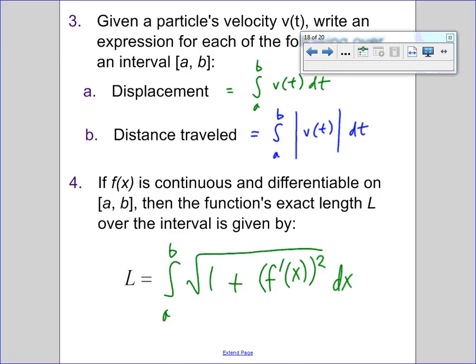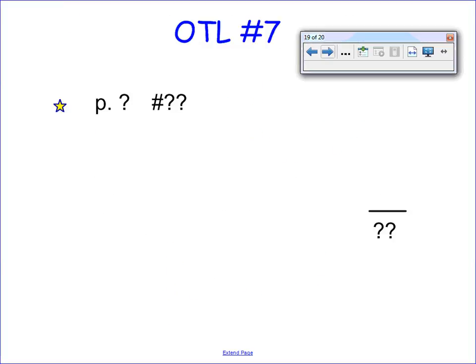So you have to know all this stuff on our review day. And we've got OTL, but I have them picked out now. I just need to write them down. So I'll go ahead and stop the recording and then share with you the OTL exercises.